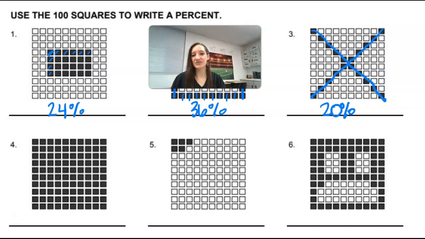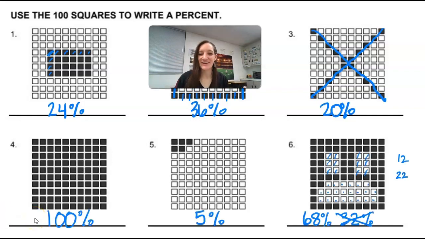All right, your turn. Do the bottom three because they are in your notes. So pause, do it, and I'm going to push play again and you'll see the answers. Pause and count. All right, let's see how you did. All of the black ones are shaded in, right? So 100% of them are black. And we have 5%. Did you get 68% on this last one?